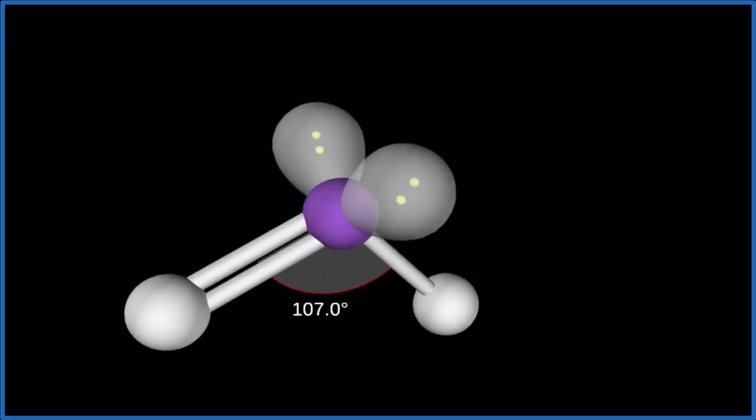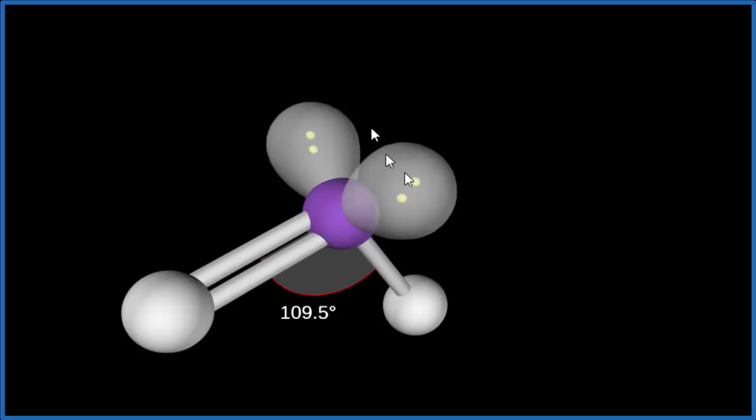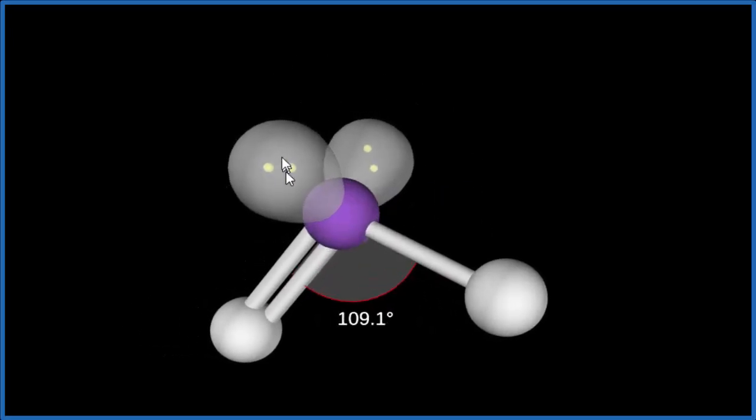I would think it'd be a good bit less though, because we have two lone pairs, and you can see the lone pairs take up more space than the bonded atoms, and as they push down, the oxygens are moved closer together, and that gives us a smaller bond angle.